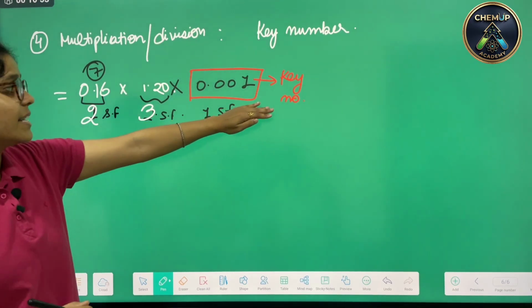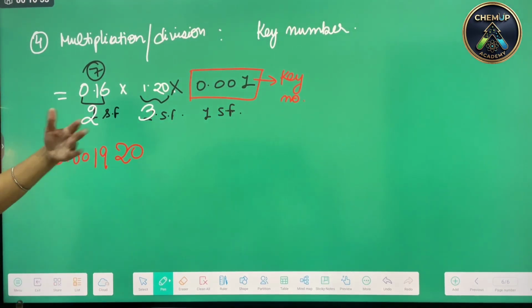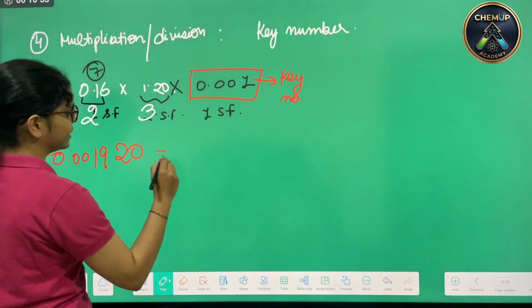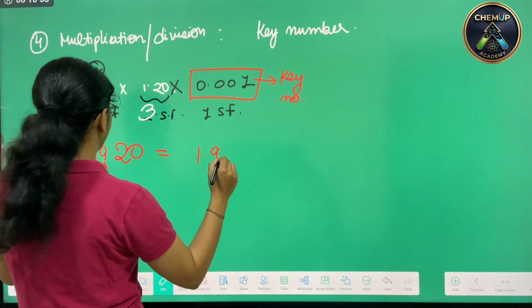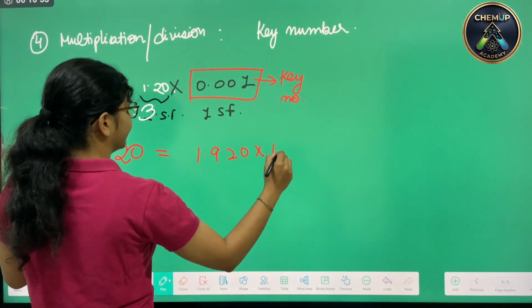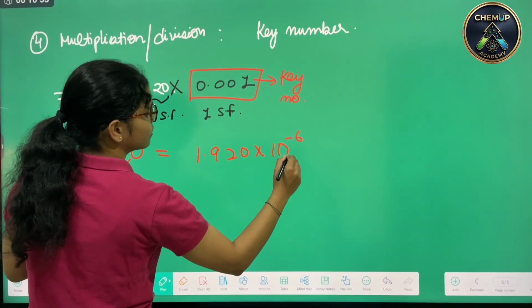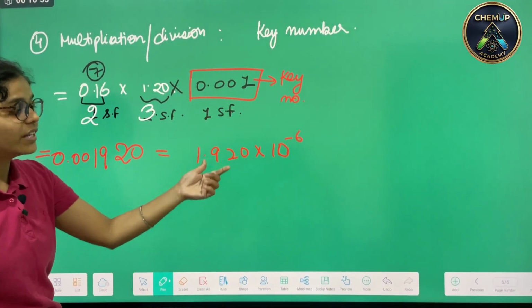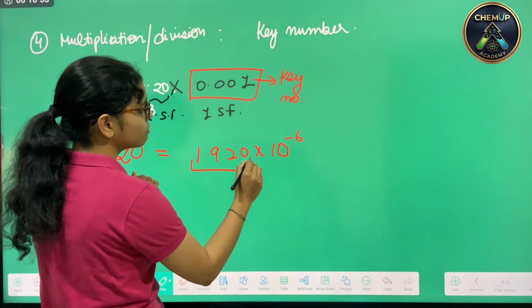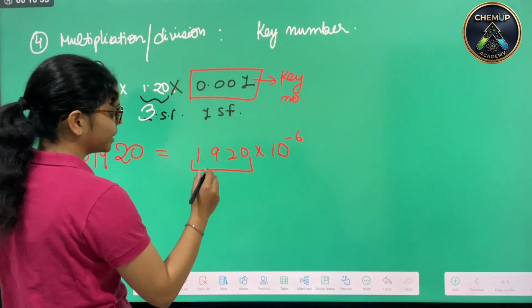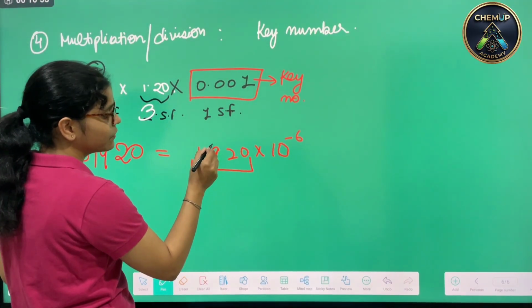But the key number says that only one significant figure has to be given. Therefore, we can write it as 1.920 × 10^-6. Still not a one. Is it one significant figure? No, not yet. So let's make it one significant figure.